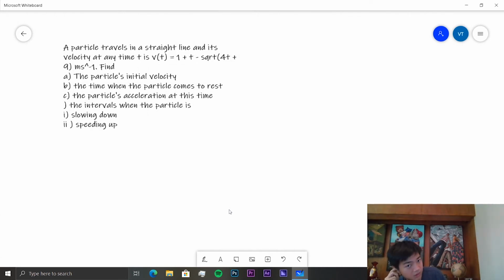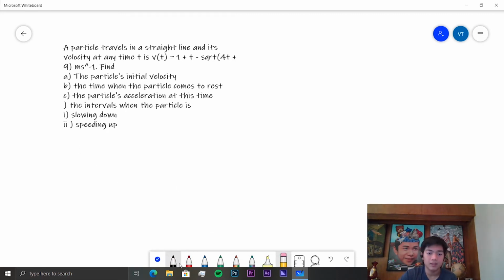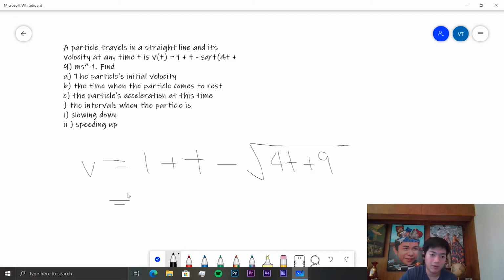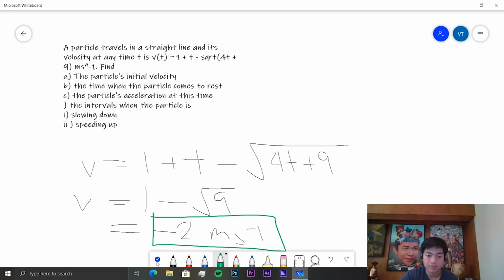So we need to find the particle's initial velocity, and we can do that when we put time equal to 0. So the velocity should be equal to 1 plus time minus the square root of 4t plus 9. When time is 0, the velocity will be 1 minus the square root of 9, which is equal to negative 2 meters per second. So that's part 1 then.